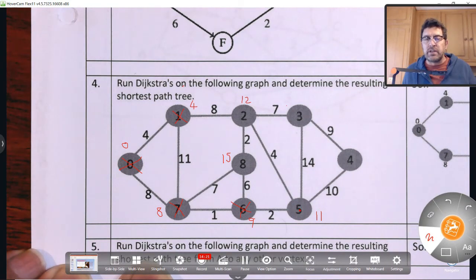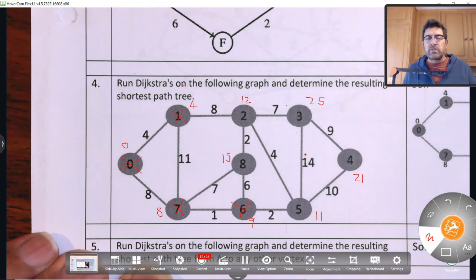Adjacent to 11 is this vertex here. 11 plus 4 is 15, it's already at 12, so the 12 stands. 11 plus 10 is 21, it's the first time we visit that vertex. Okay, and 11 plus 14 is 25, up there at vertex number 3. Okay, so I can mark this one as visited.